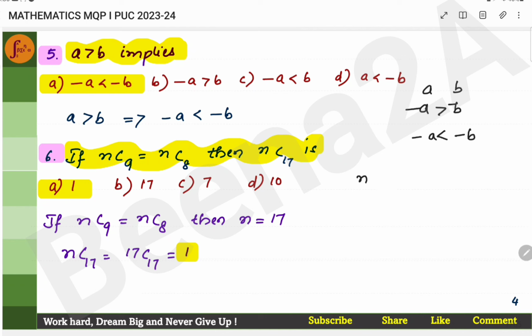Sixth one: if nC9 is equal to nC8, then nC17 is. The way we find the n value is you have to add up 9 and 8. If you add up 9 and 8, you'll get n is equal to 17, right? n is equal to 9 plus 8, which is 17. So now nC17 will become 17C17, and 17C17 is always 1, right? So the answer is 1, option A.